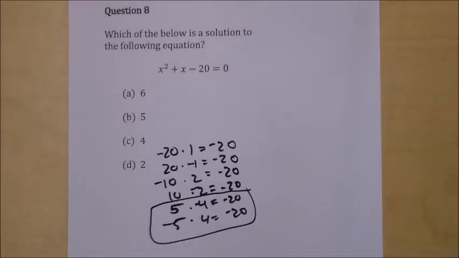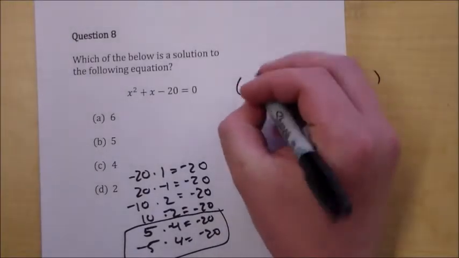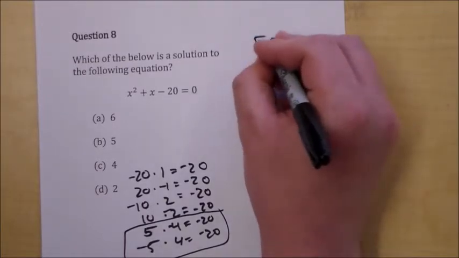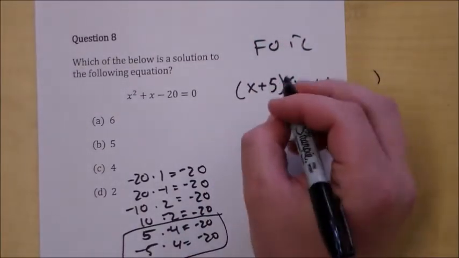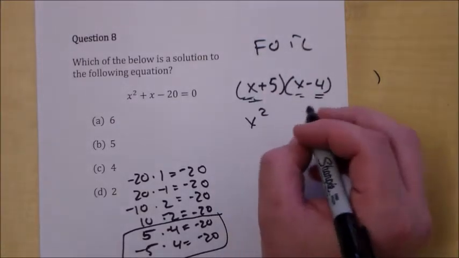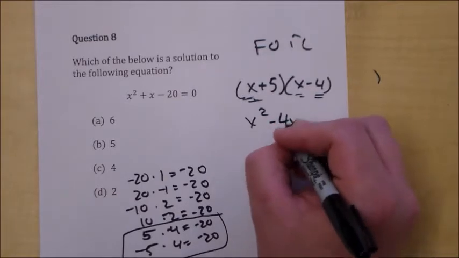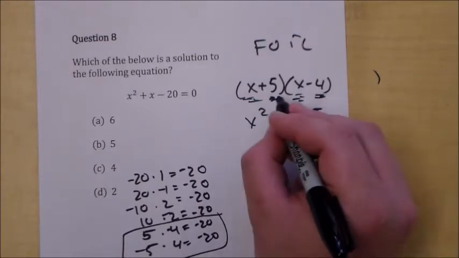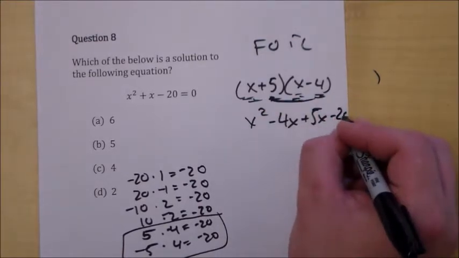Well, which one is it? Which pair is it? Well, if x is going to be positive at the end of the day, the 5 should be positive, right? Because the 5 is bigger than the 4. Think about it. If you keep the 5 positive and you make the 4 negative, when you FOIL it, the firsts give x squared, the outers give minus 4x, the inners give 5x, and the lasts give 5 times negative 4, which is minus 20.